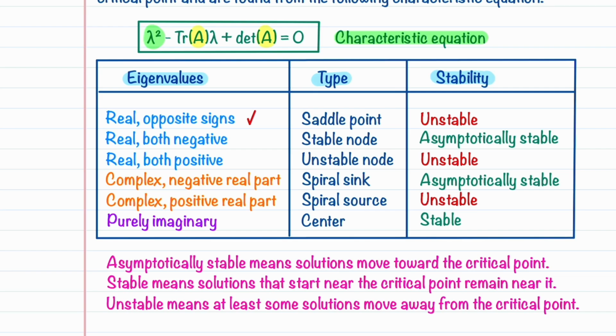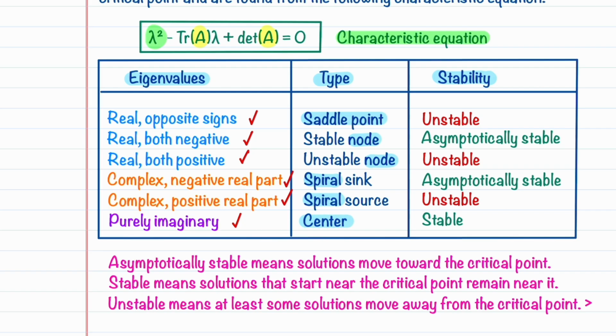If the eigenvalues are real and are opposite in sign, you get a saddle point. And if they're real and both negative or both positive, you get what's called a node. If they're complex and have a real part that is not equal to 0, it can be negative or positive, you get a spiral. And then lastly, if you have an eigenvalue that is purely imaginary, that means the real part is equal to 0, you get a center.